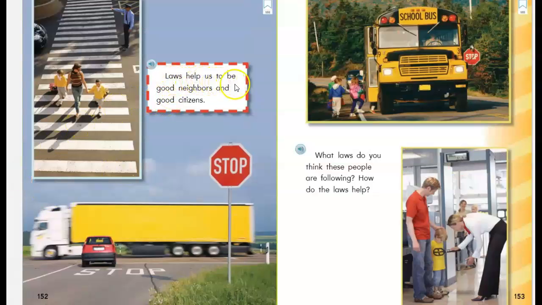Laws help us to be good neighbors and good citizens. How does following the law help you be a good neighbor? What laws do you think these people are following? So let's look at this picture. This is a picture of a metal detector, and the employee is using a special wand that also detects metal.